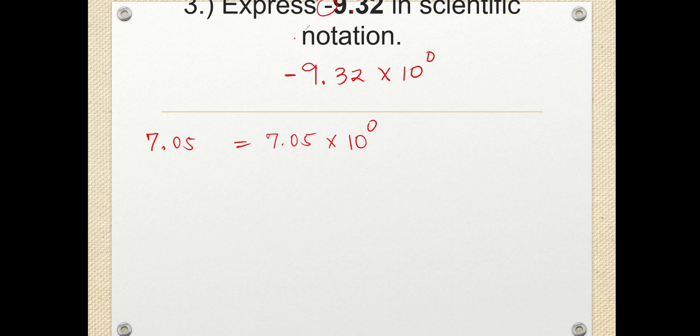Lagi lang naman natin siyang kukopyahin dito. Okay, then, kagaya nito, another example, since 7.05 na siya, ang palatandaan ninyo, since the first non-zero digit is also the whole number, na ibig sabihin, hindi gumalaw yung decimal point, kaya po, 0 ang exponent.